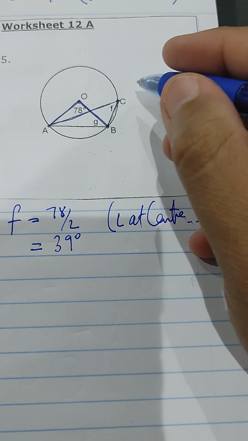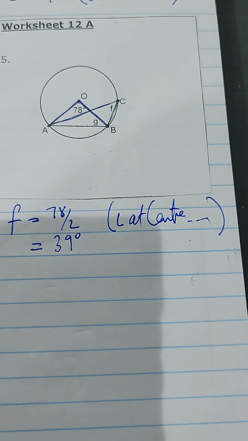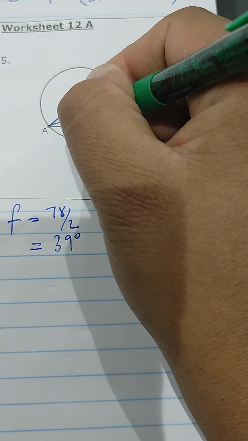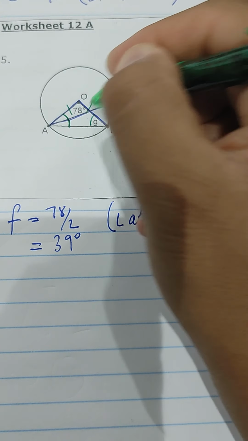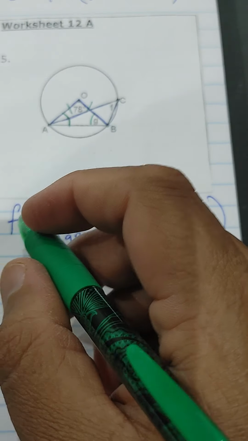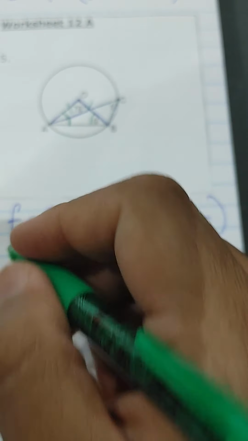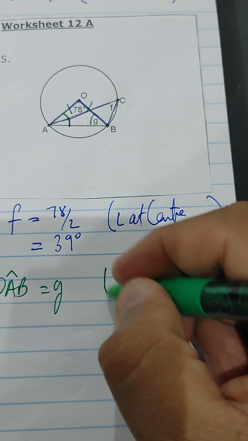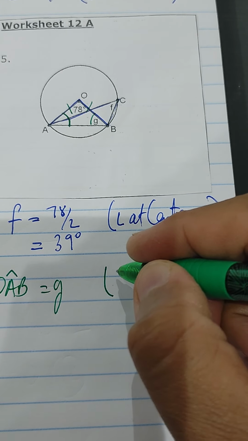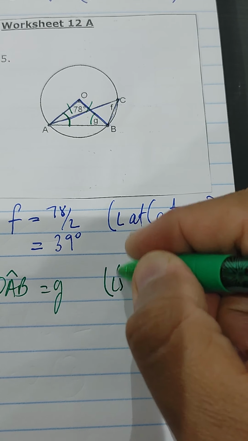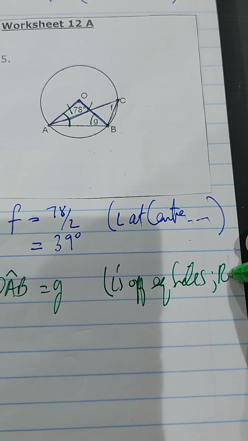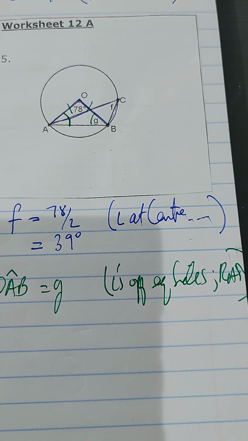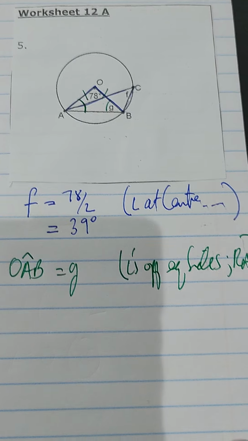Now you see this angle is G here. Use a green pen. You can see that is G and this whole angle here is G. Why? Because the angles opposite equal sides, radii. So you first say that OAB is equal to G. Why? Because angles opposite equal sides, radius. Again, since it's not on the diagram, you have to state it.